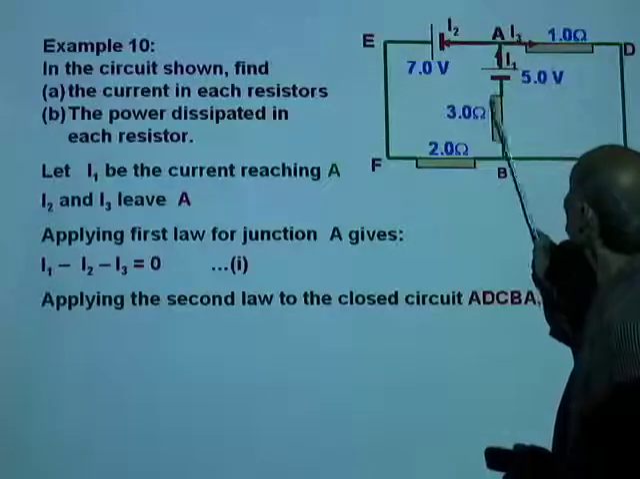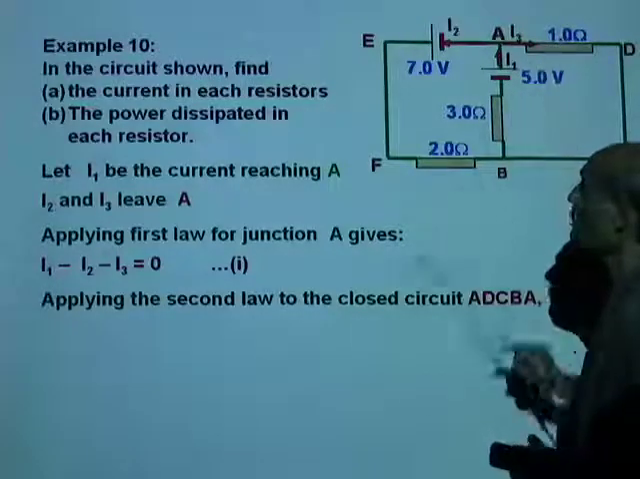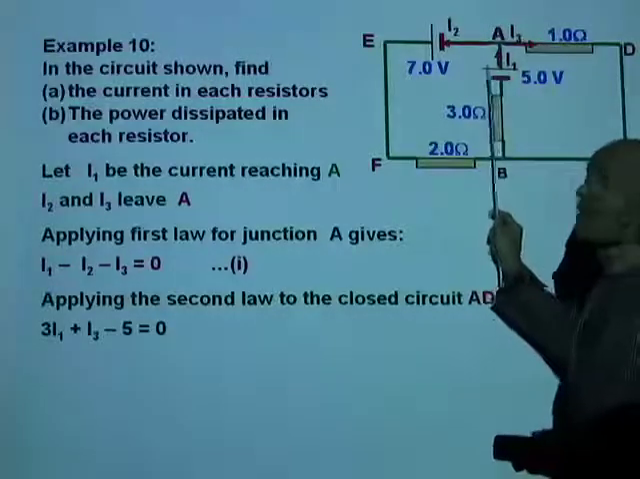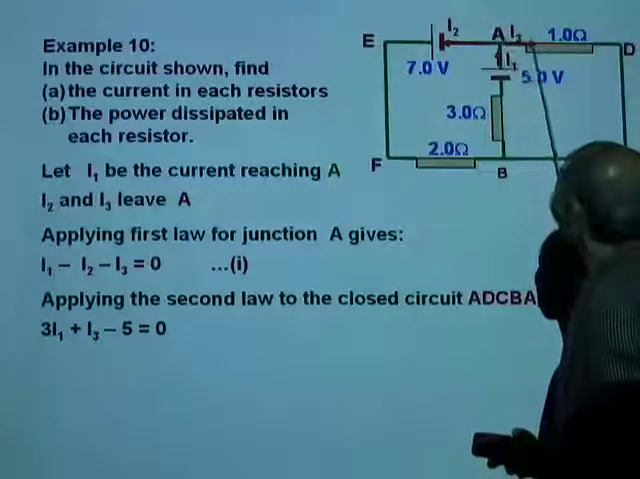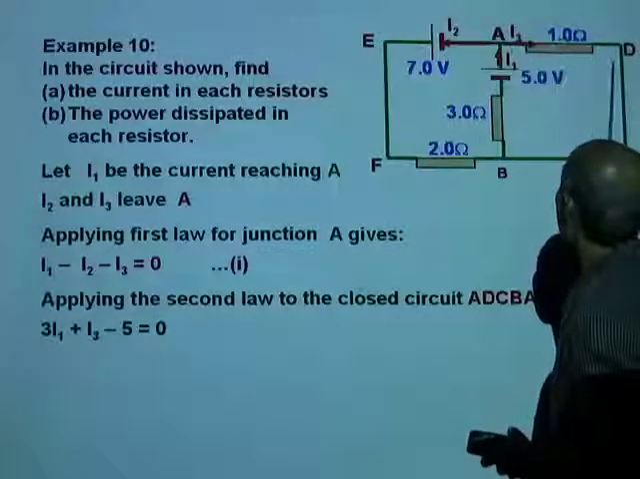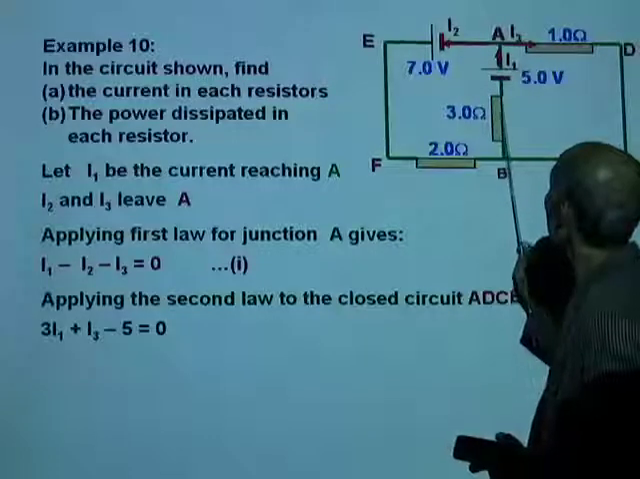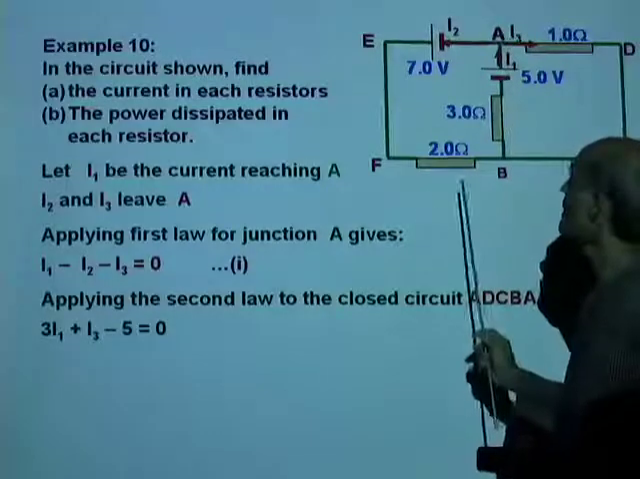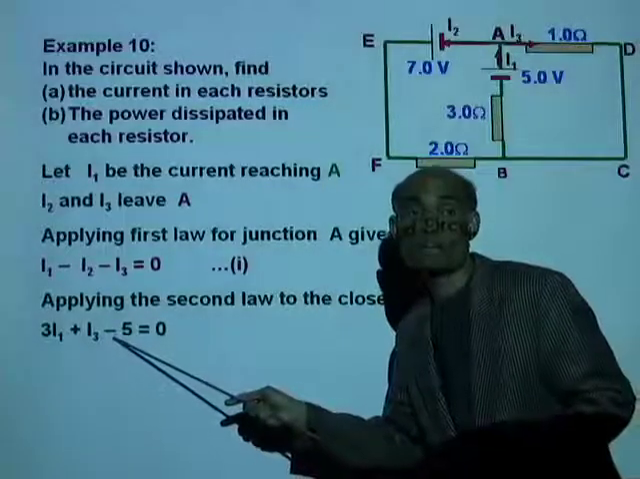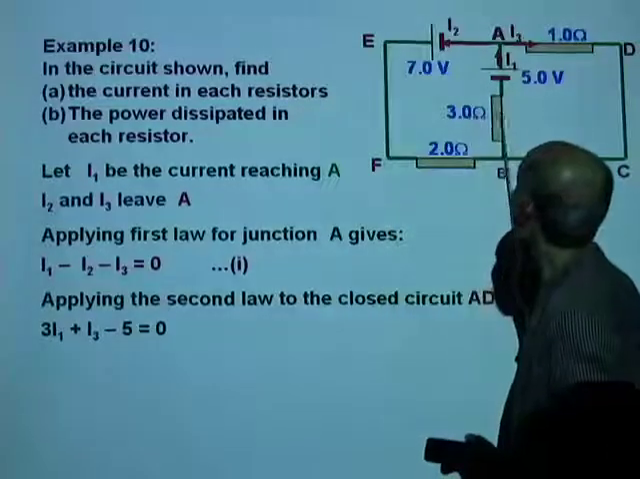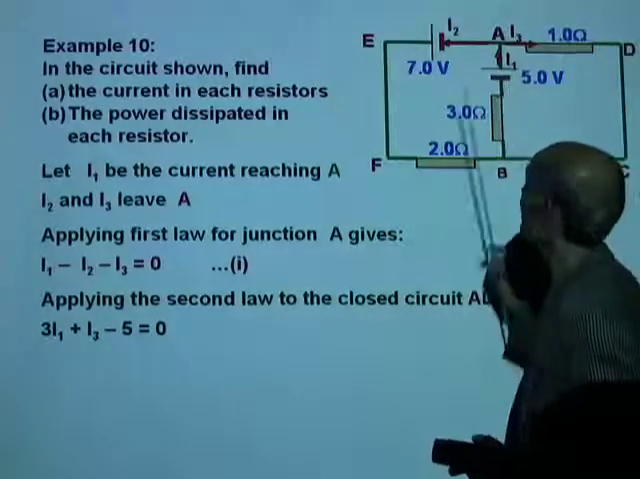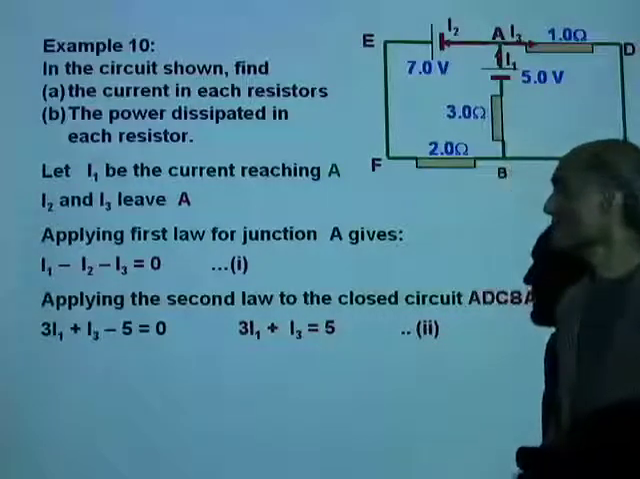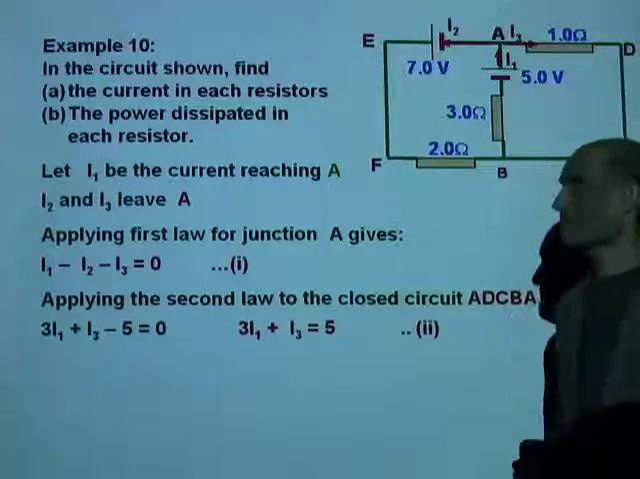That means you get 3 I1 plus 1 I3. Well, there is something else. There is the cell there. And what is the direction of tracing the loop through the cell? A, D, C, B, A. The loop is traced from negative to positive through the cell. So the potential drop across the battery is negative. 3 I1 plus 1 I3 minus 5 equal to 0, or 3 I1 plus I3 equal to 5.